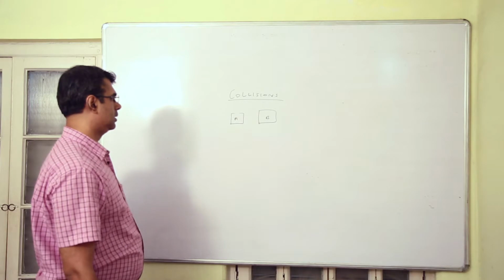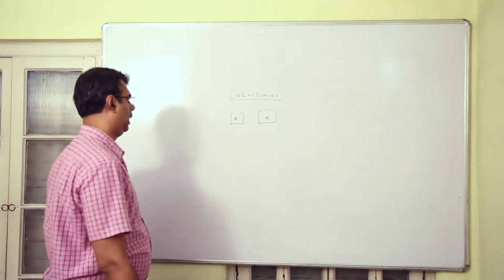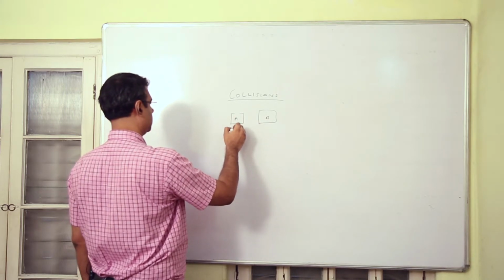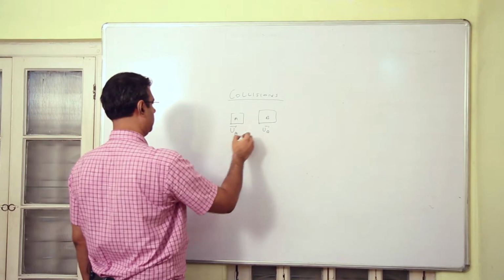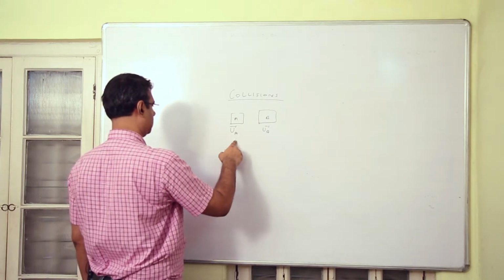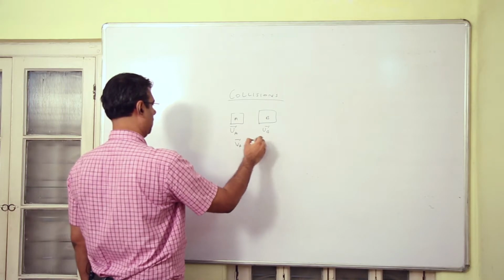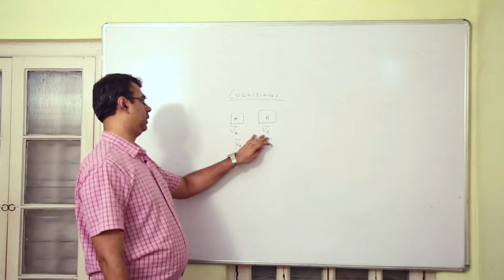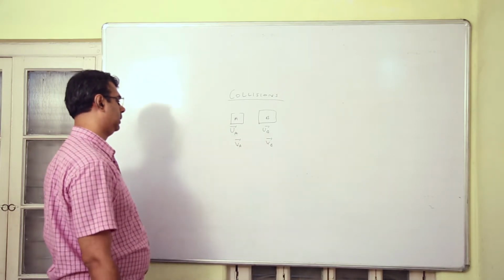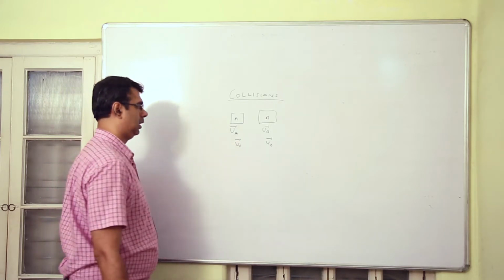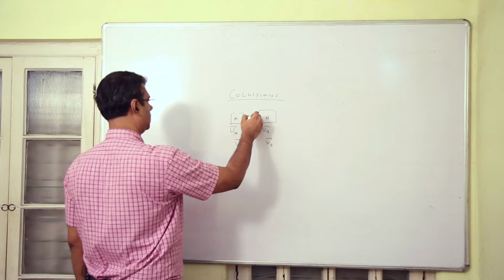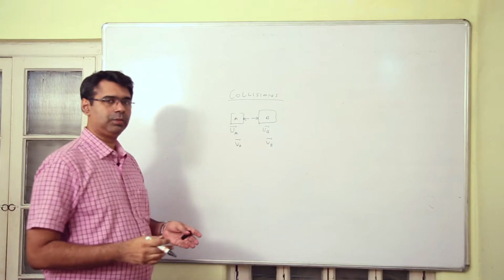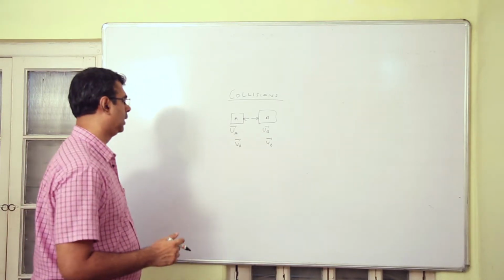Let's say there are two bodies, that is A and B, and they are about to collide with each other, and their initial velocities are UA and UB, and final velocities are VA and VB. So the initial velocities are UA and UB, final velocities are VA and VB. Now when these two bodies undergo collision, they will exert equal and opposite force on each other. So the contact force between these two bodies will form an action-reaction pair.